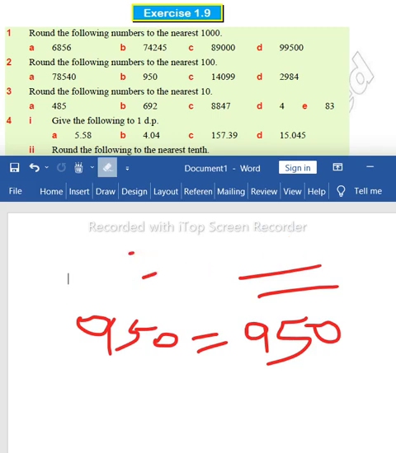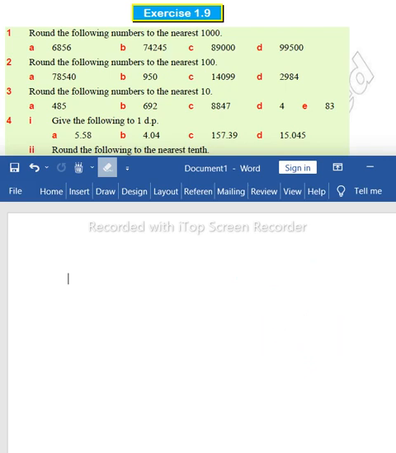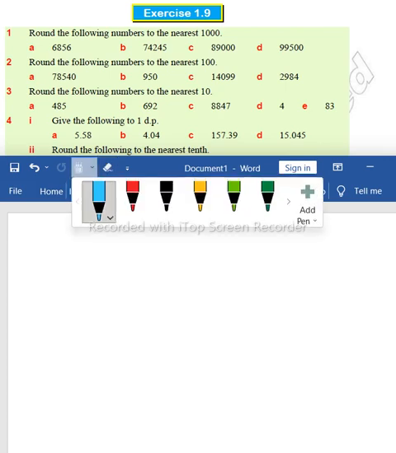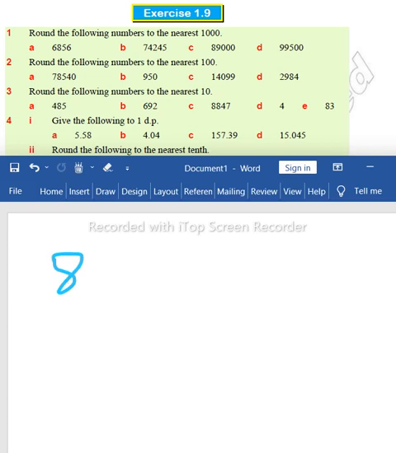Question letter C under question number 3. Here the question is 8847. Let us write the number first, 8847.